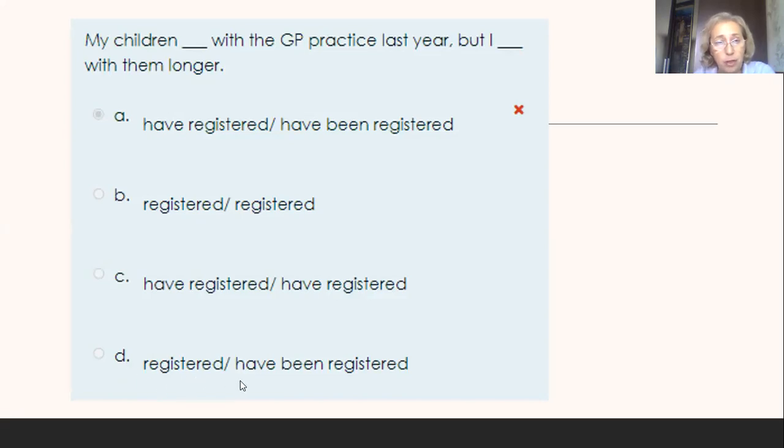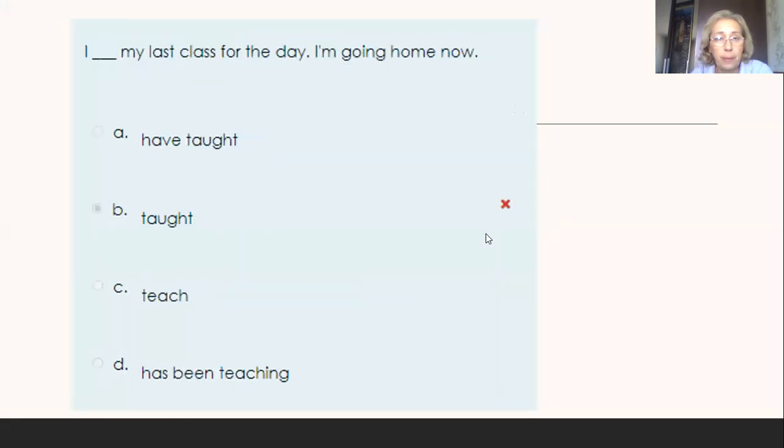So my children registered last year, but I have been registered not last year. We don't know the exact time. That is why we use the present perfect. We just speak about the result. The time is unknown here, because about children, that was last year, but about me, I have been registered with them longer. So D is better here.